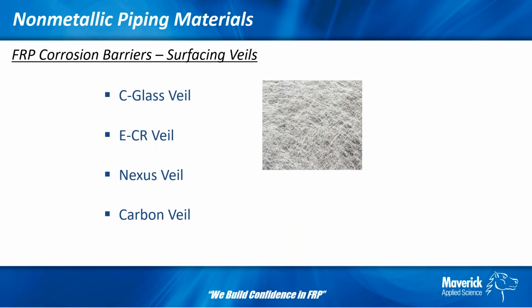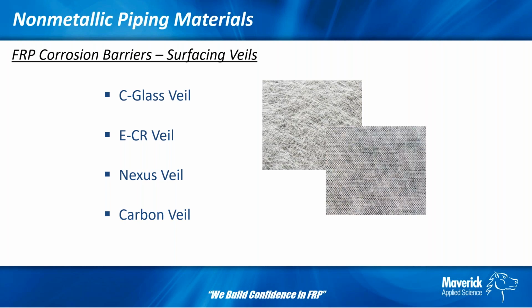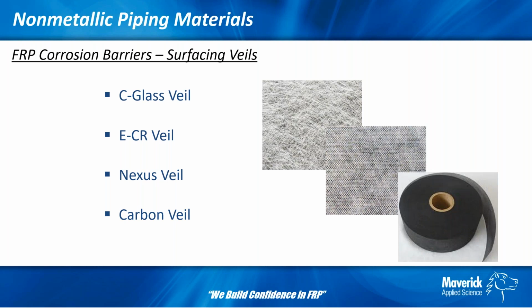So to continue discussing the corrosion barrier, generally corrosion barriers start with the surfacing veil, which may be C glass. There's also an ECR veil, which looks very similar to the C glass. There's a Nexus veil, which you see pictured here in the second image. And then there's carbon veil, which from close up looks very similar to the C glass, but obviously carbon is a black fiber. So this is an example of what it looks like.